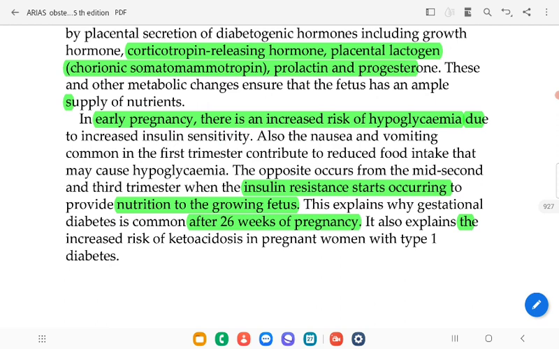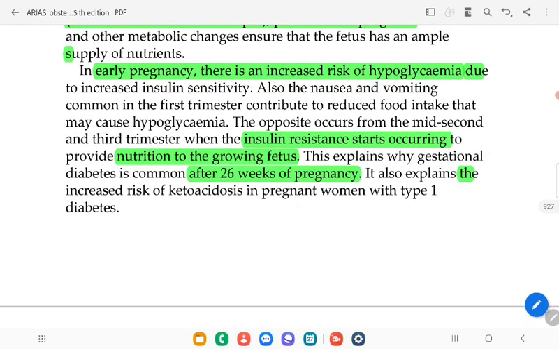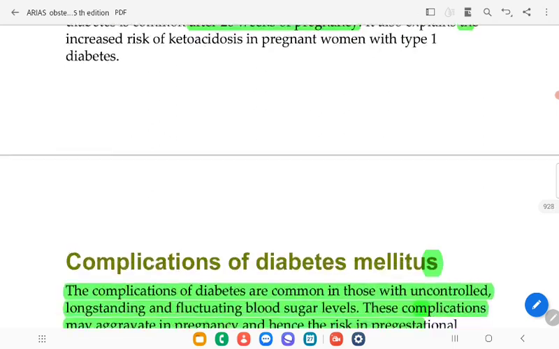Also, the nausea and vomiting common in the first trimester contribute to reduced food intake that may cause hypoglycemia. Okay, the opposite occurs from the mid second trimester, where insulin resistance starts occurring to provide nutrition to the growing fetus. This explains why gestational diabetes is common after 26 weeks of pregnancy, because the insulin resistance starts mainly from mid second to third trimester. So after 26 weeks, mothers may develop gestational diabetes. It also explains the increased risk of ketoacidosis in pregnant women with type 1 diabetes.